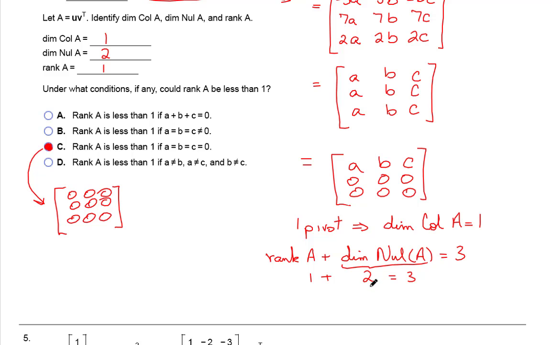So how can I get something of a rank less than 1? Well, if it's less than 1, then it has to be dimension 0, which means my matrix would have to have A, B, C, all three of them be equal to 0, because then the only thing in the null space is 0 itself.